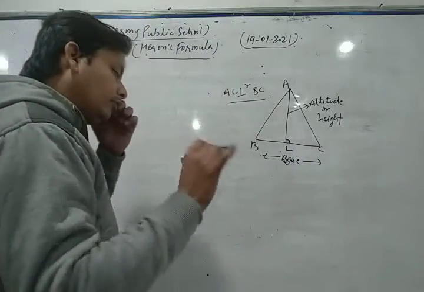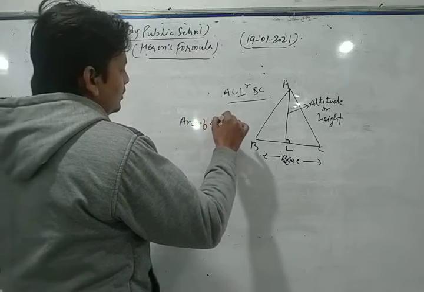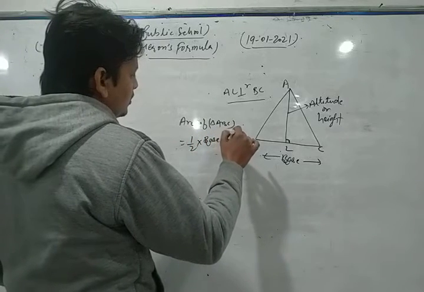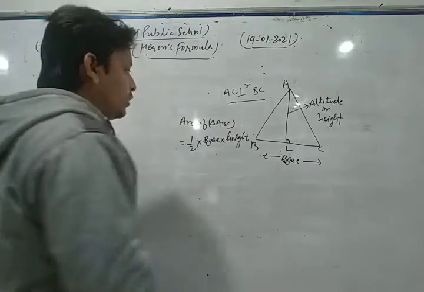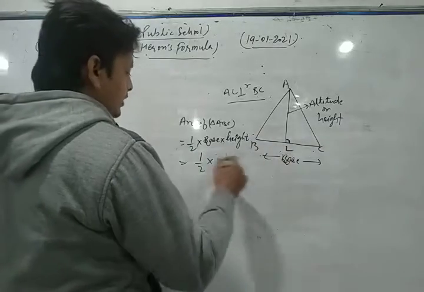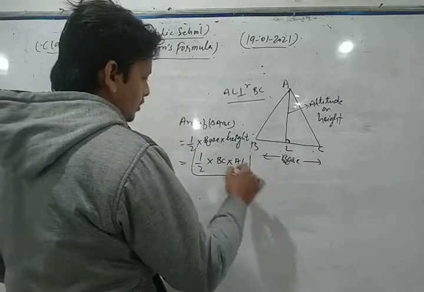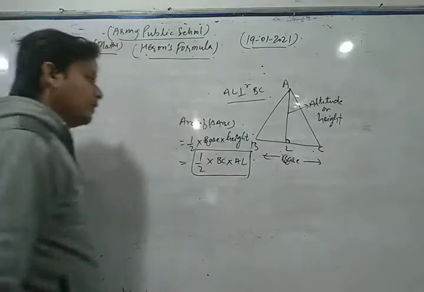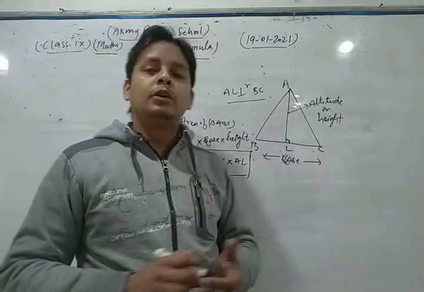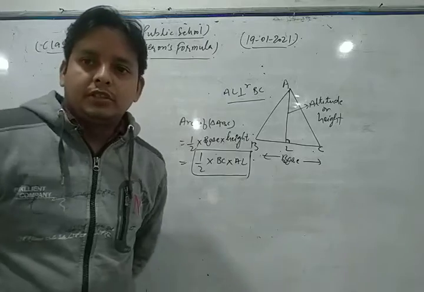Then the general formula for the area of triangle ABC is equal to 1 upon 2 into base into height. From that figure, the base is BC and the height is AL. So this is the formula: 1 upon 2 into base into height. This is a very important formula for finding the area of triangle ABC.